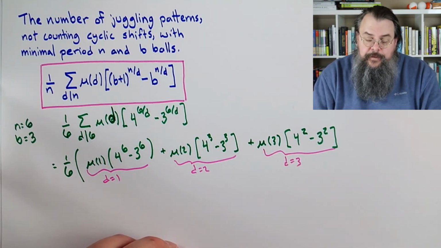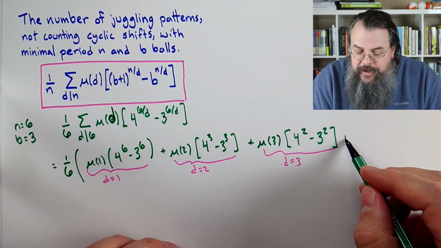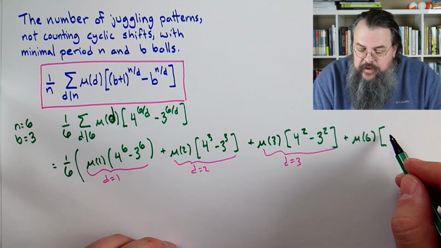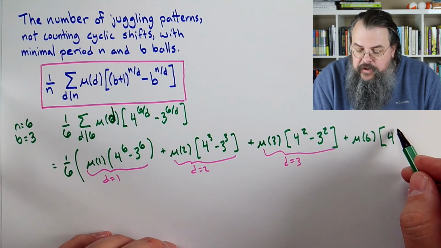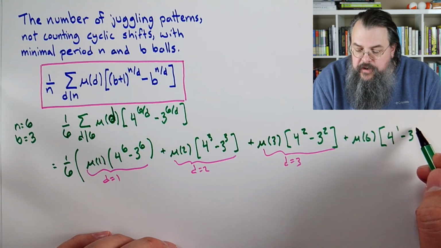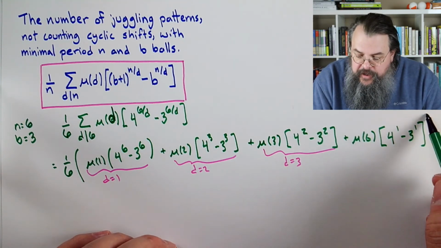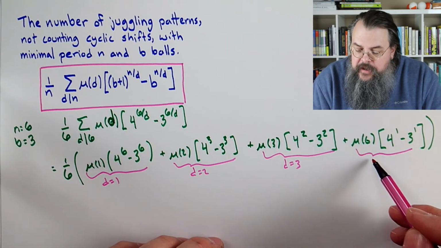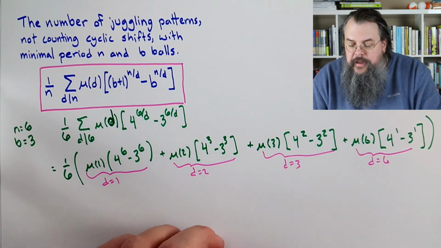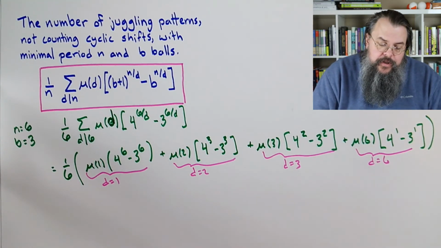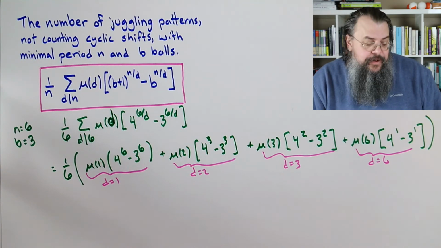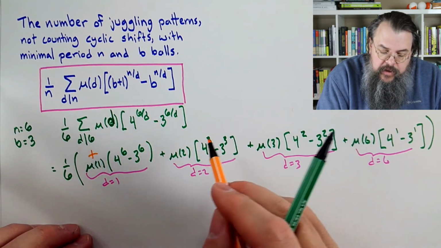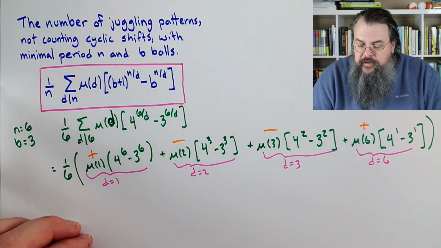3. And now finally we take 6. So we're going to have Mobius function at 6. And, well, 6 over 6 is pretty easy. That's 4 to the 1 minus 3 to the 1. All right, good. Now, there we go. And, well, let's keep going. Well, let's put down our signs. We have our pluses and our minuses. So we get a plus, minus, minus, plus.